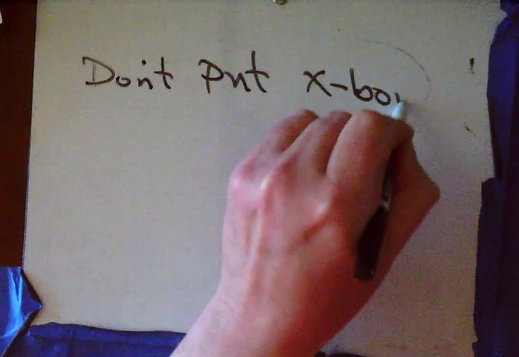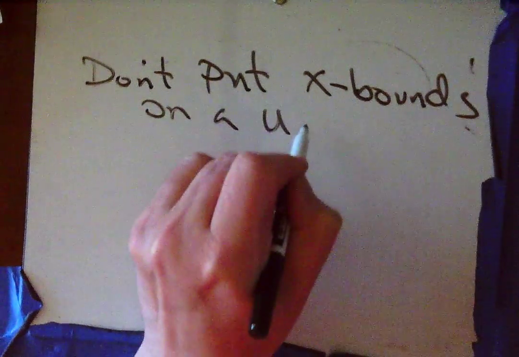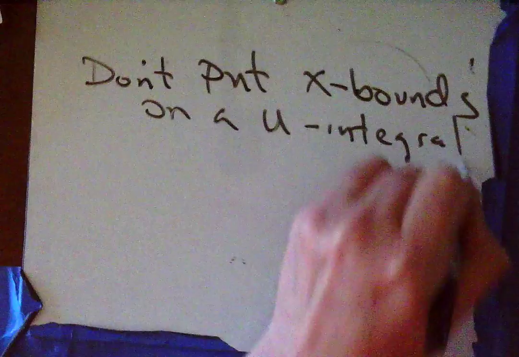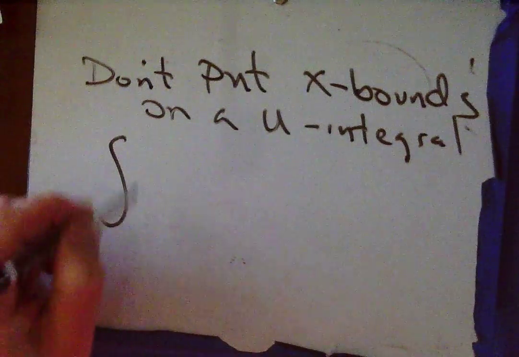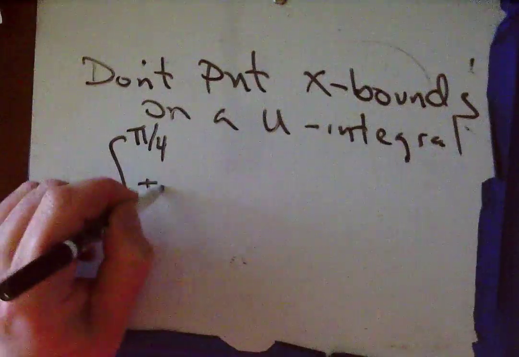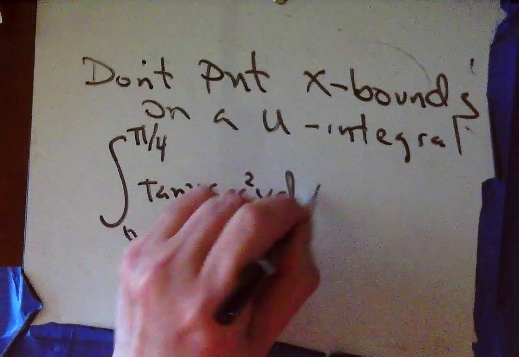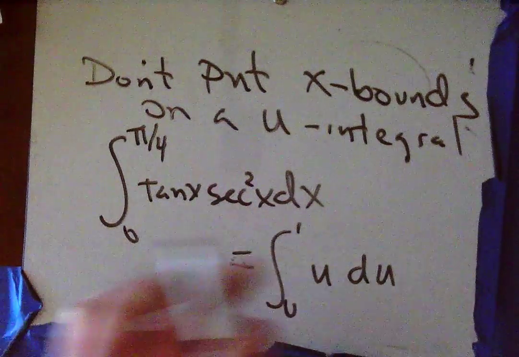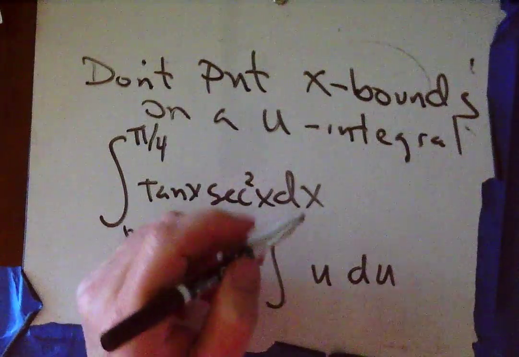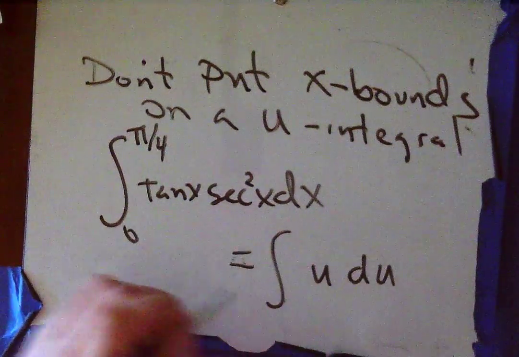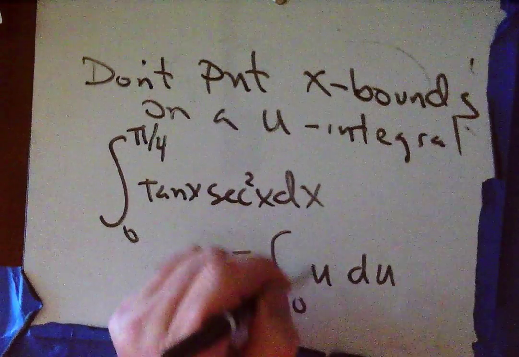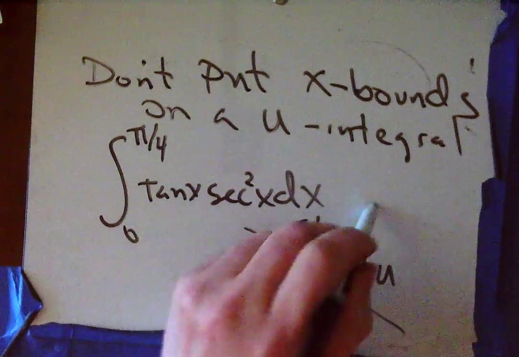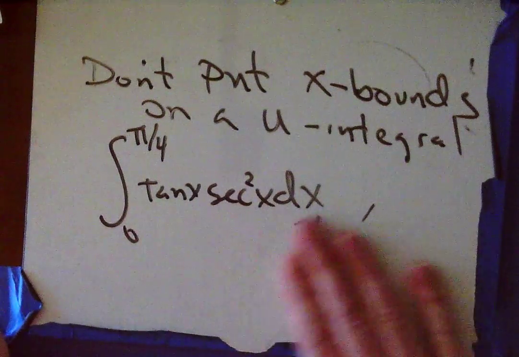Now, the only thing you need to watch out for is don't put x bounds on a u integral. If you do, in our case, we had originally this tangent x secant squared x dx, and this would have been fine, but because those are u bounds, this is not going to be fine if we plug 0 and pi over 4 here. No, that's wrong. Don't do that.